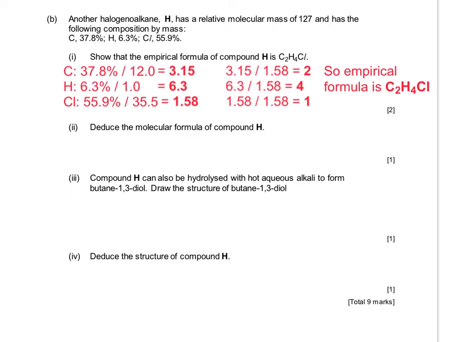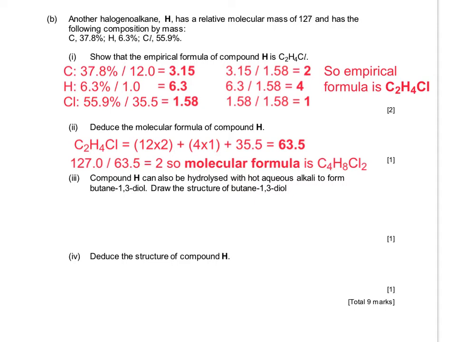So to work out the molecular formula, you need to work out how many times 127 goes into the empirical mass, or what the theoretical mass of C2H4Cl would be. So therefore the total of that would be 63.5. So therefore the molecular formula is the empirical formula multiplied twice. So it's C4H8Cl2.